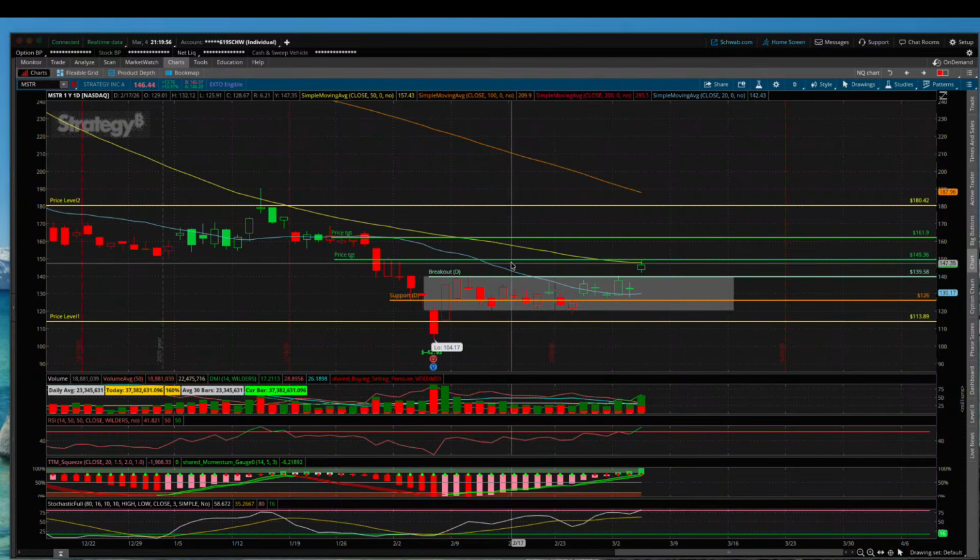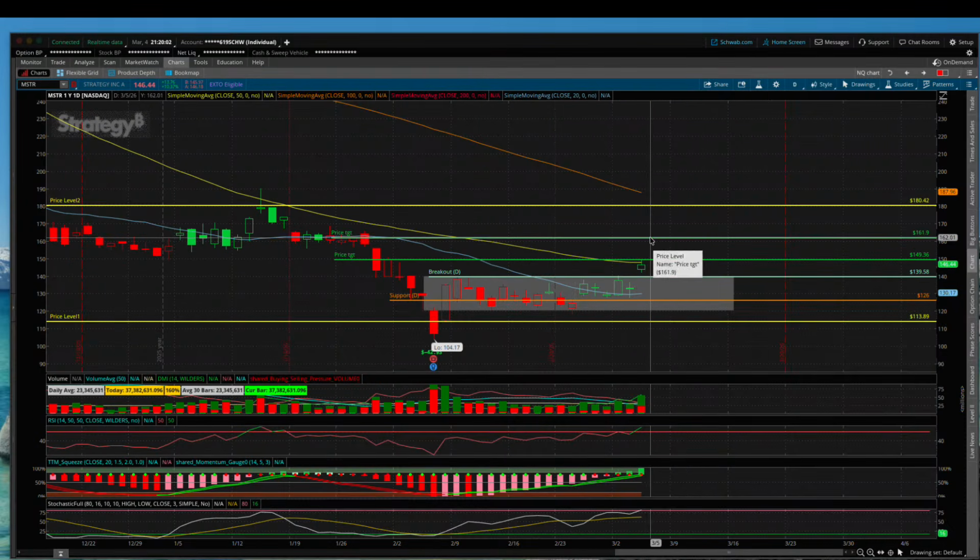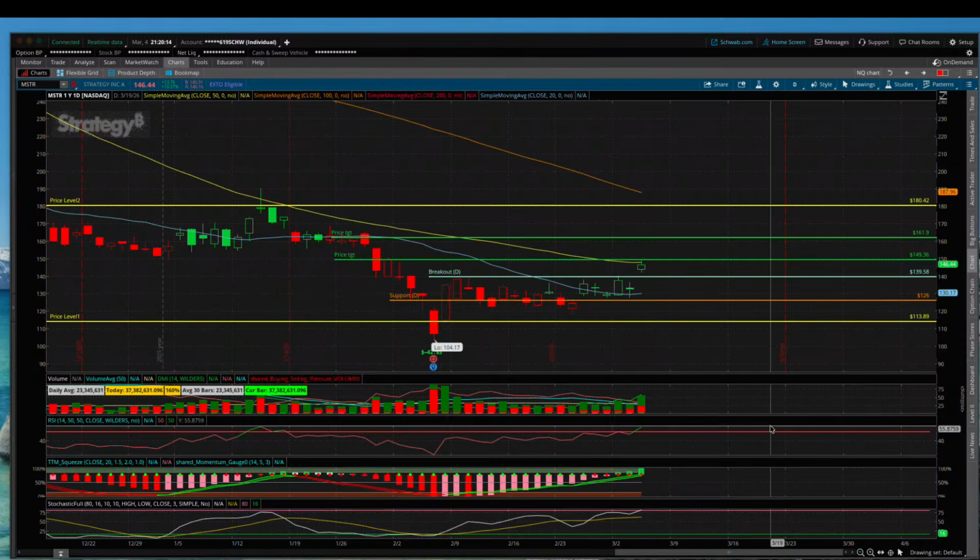We already got past the 20 SMA. Now we get past that 50 SMA, we go to 161. We get past 162, we go to 180. So 181 to 185 is my target. Now why is that? Very, very simple.